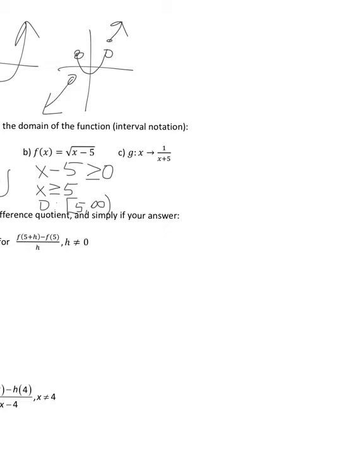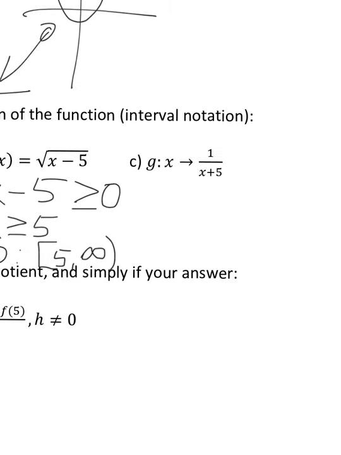Now we look at C. For C, our restriction on a fraction is that the denominator cannot equal 0. So that's what I do. x plus 5 is not equal to 0. And then I'm going to subtract over the 5. So x cannot equal -5.